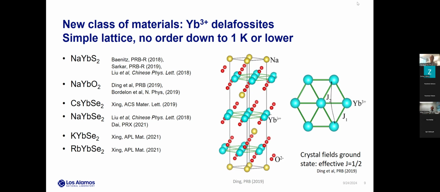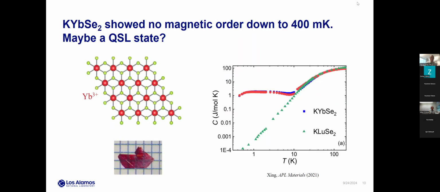And with the crystal field state, you're guaranteed an effective doublet ground state. And so this seemed like a really great way. If there is a triangular lattice spin liquid, this might be where we would find it. So next slide, please. So we got into this game when I was at Oak Ridge.